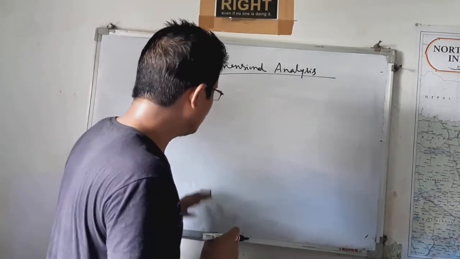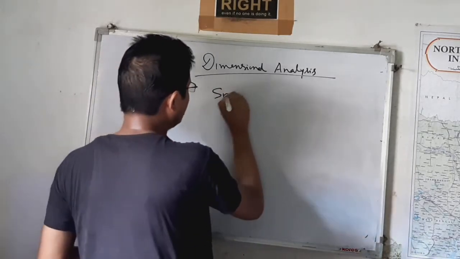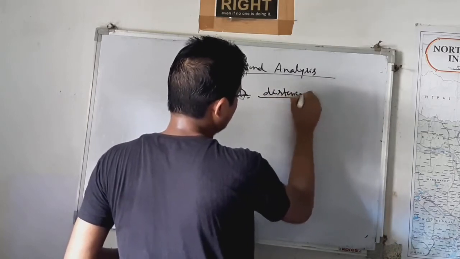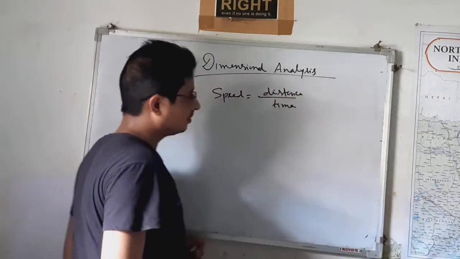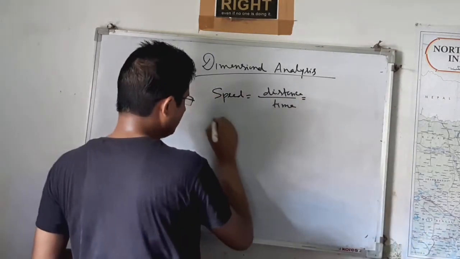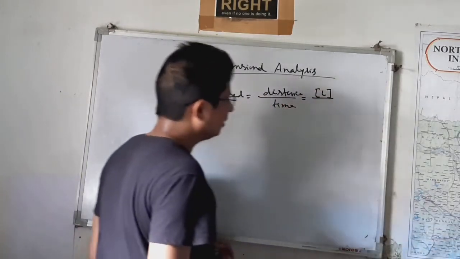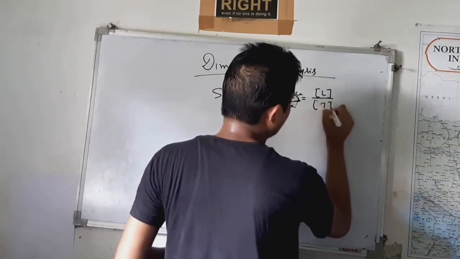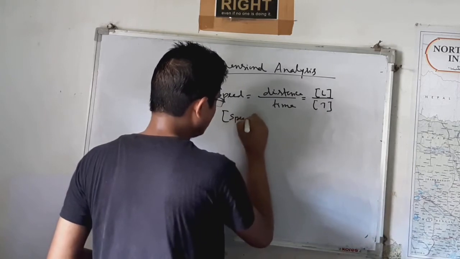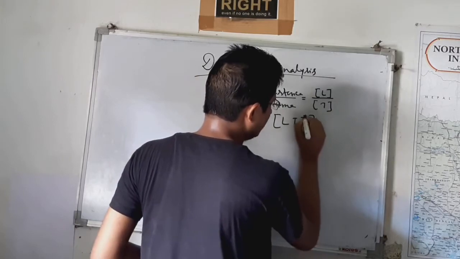Suppose I want to express speed in terms of dimensions. Speed is nothing but distance by time. Distance means length, so its dimension should be L. For time it is T. So the dimension of speed equals L T inverse.